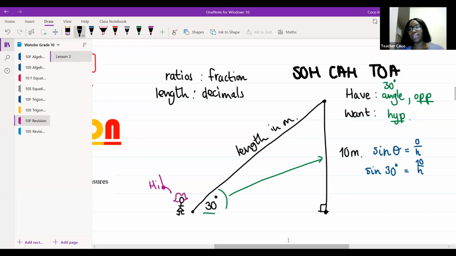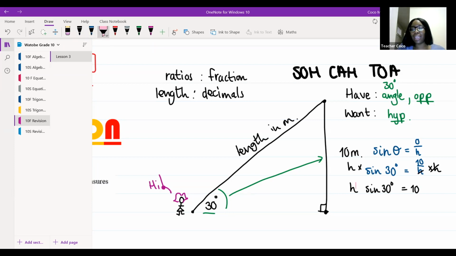So what I'm going to do, guys, is I'm going to multiply both sides by h. Okay, so what's going to happen is these two h's will cancel because h divided by h is 1. And then I will have h sine of 30 degrees is equal to 10. Now, I want to isolate h. This h is multiplied to sine of theta. How do I get sine of theta on its own? If they're multiplied together on this side, how do I take it to the other side of the equal sign?